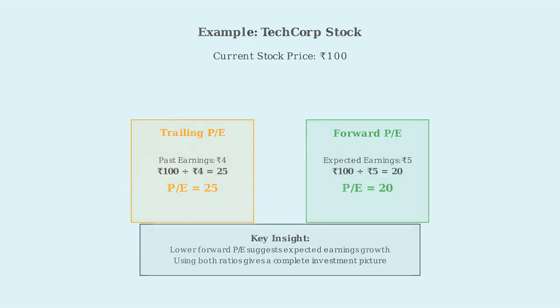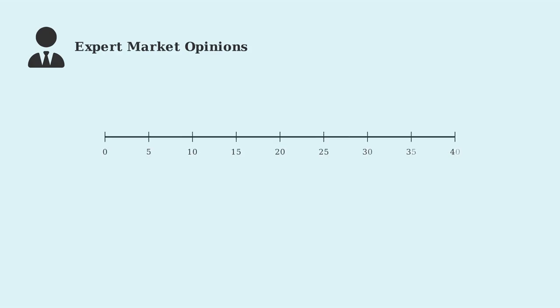Financial experts and market analysts have established general guidelines for interpreting PE ratios across different market conditions. The market average PE ratio typically ranges from 20 to 25. This represents what investors generally consider a fair price to pay for each dollar of company earnings. When a PE ratio falls below 15, experts often consider this potentially undervalued. This suggests the stock might be trading at a discount relative to its earnings.